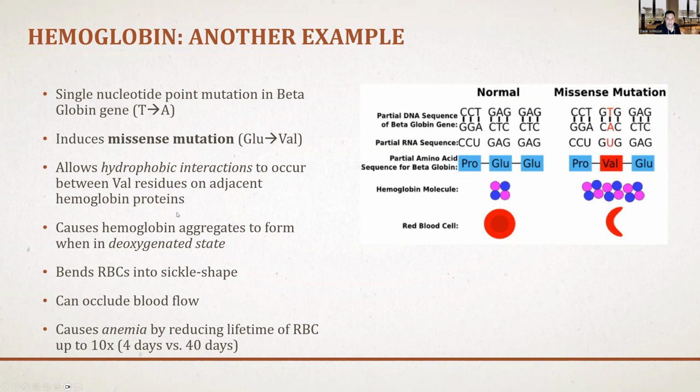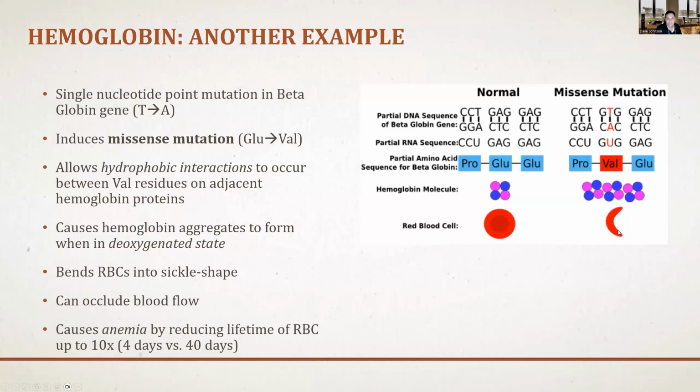The problem then is in the deoxygenated state. So when oxygen isn't present on the hemoglobin, it can cause the hemoglobin to aggregate. They stick to each other too much. And as a result, the whole red blood cell actually changes to this sickle shape. This can lead to something called sickle cell anemia. And the reason why is this.